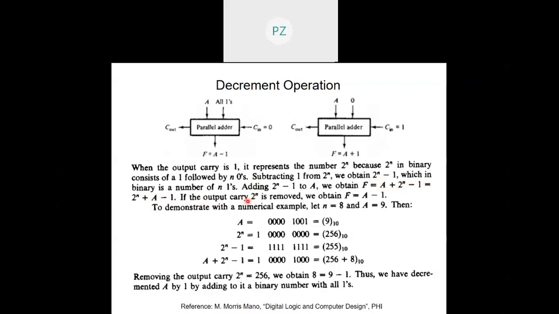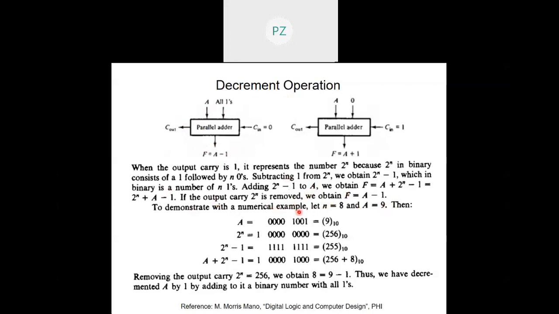Now what is 2^n? 2^n is the output carry. So if you discard it or remove it, what we are left with is a minus 1. See? So adding a with 2^n minus 1 and discarding the output carry leaves us with a minus 1, which is decrementation, right? We obtain f is equal to a minus 1.